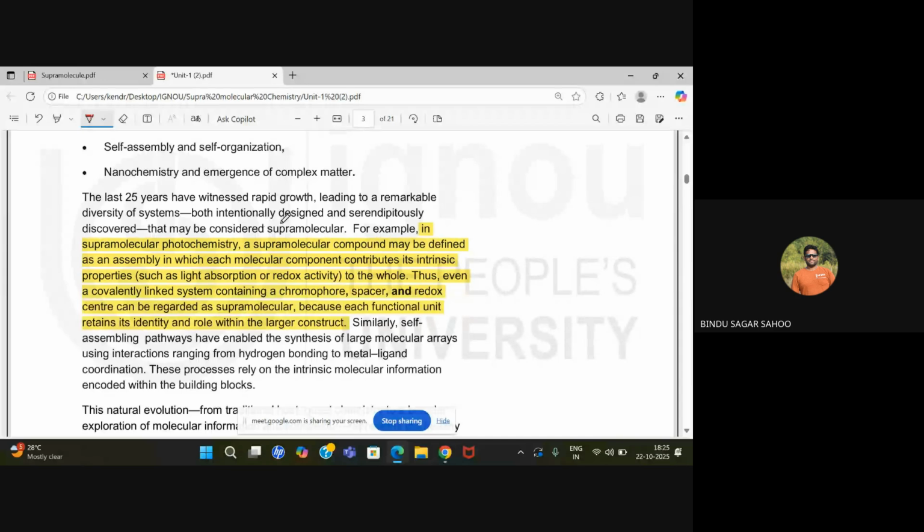You can see here, in supramolecular photochemistry, a supramolecular compound may be defined as an assembly in which each molecular component contributes its intrinsic property, such as light absorption or redox activity. Thus, even a covalently linked system containing a chromophore, spacer, or redox center can be regarded as a supramolecule, because each functional unit retains its identity and role within the larger construct. Whether in a larger form or a micro form, it retains its intrinsic property.